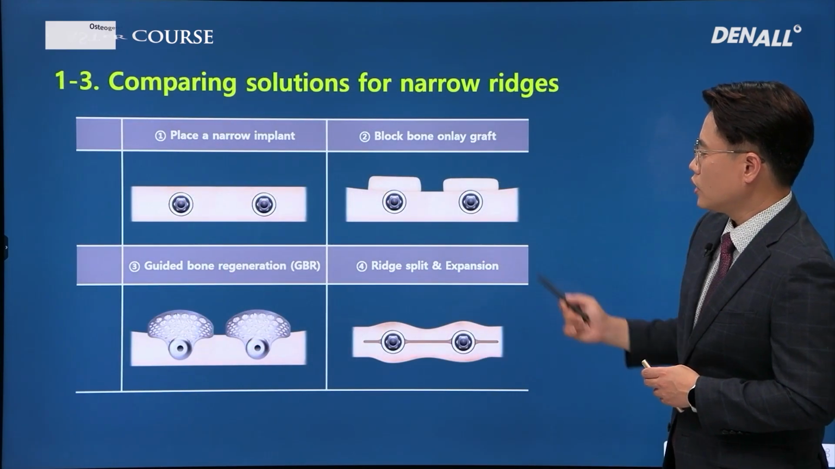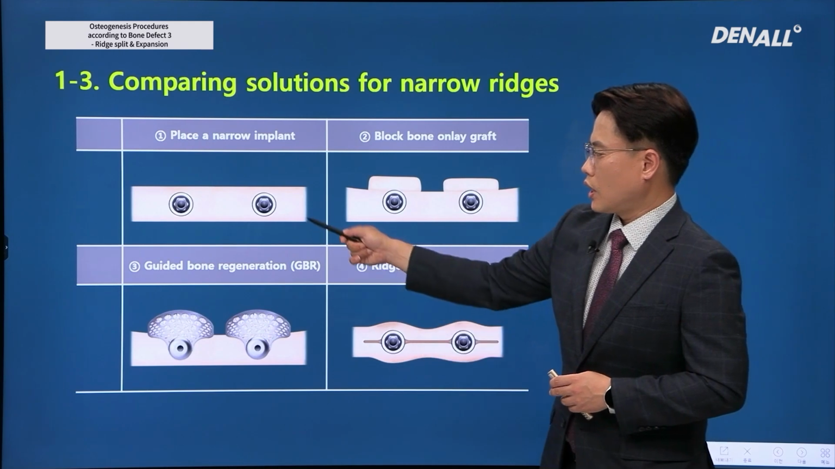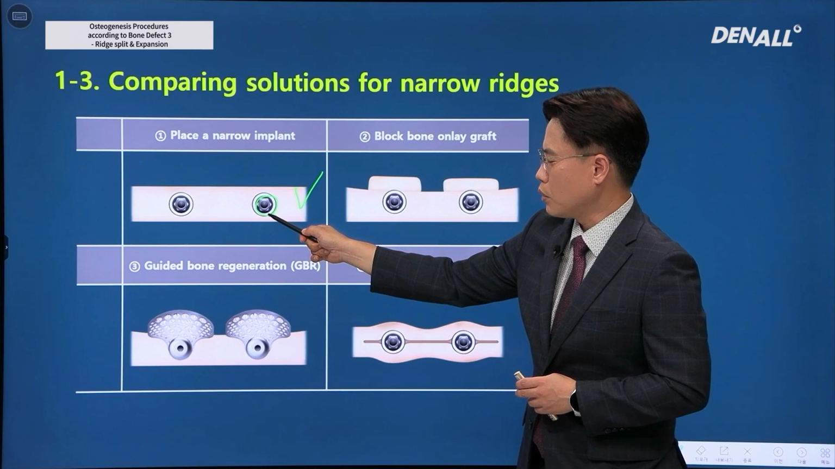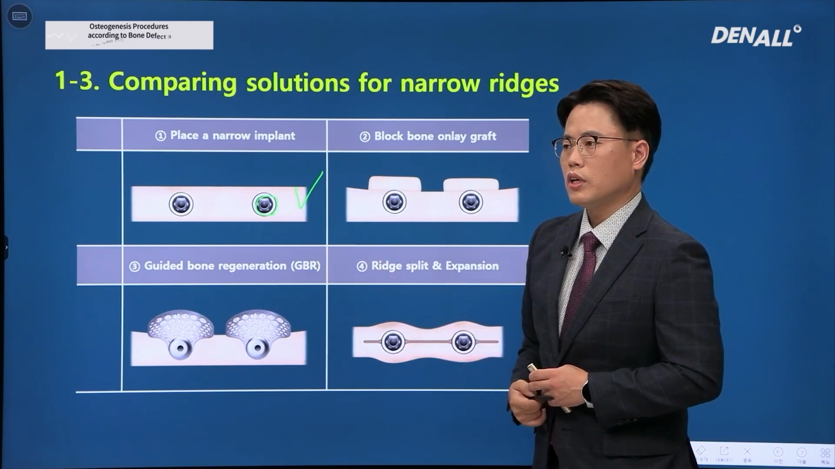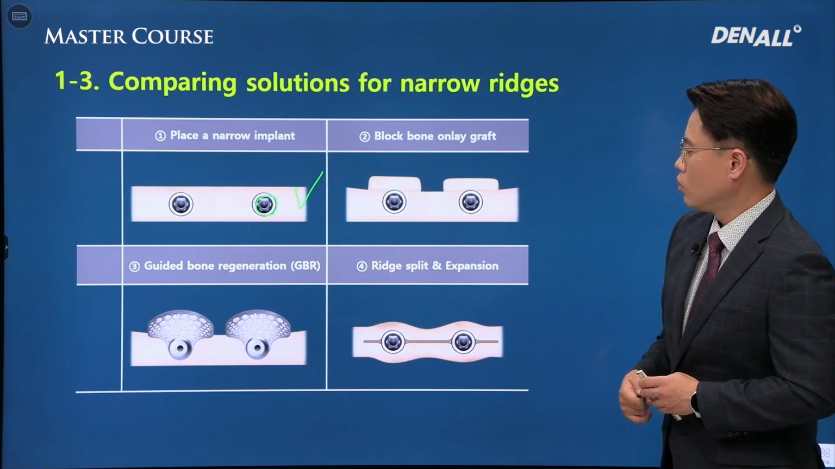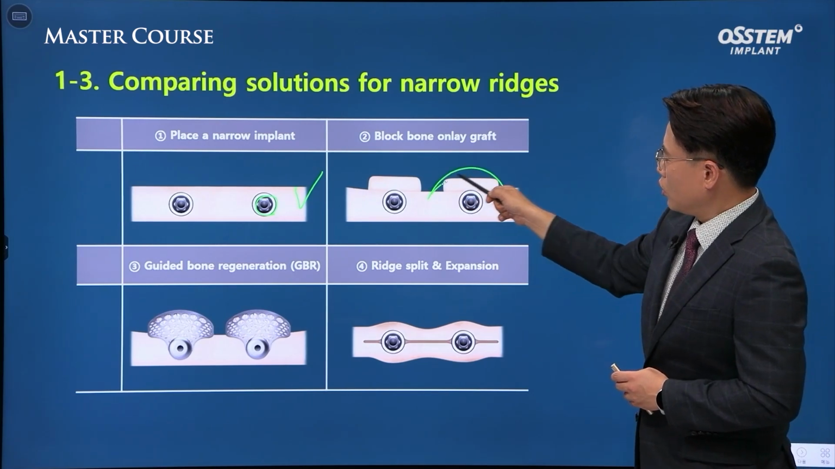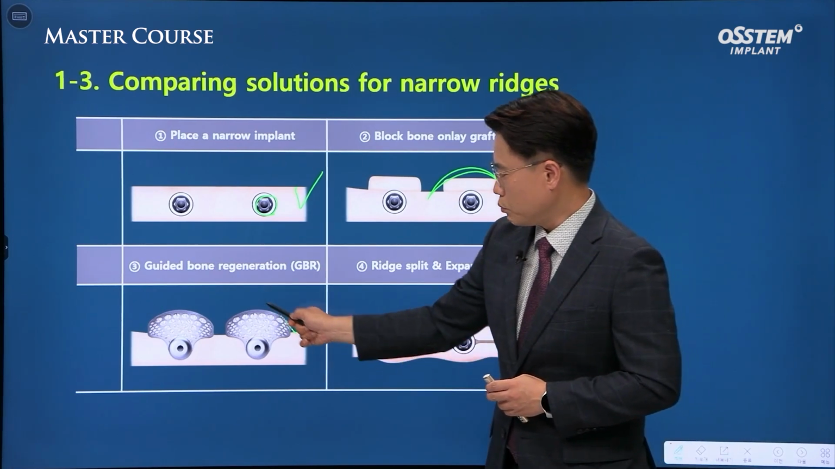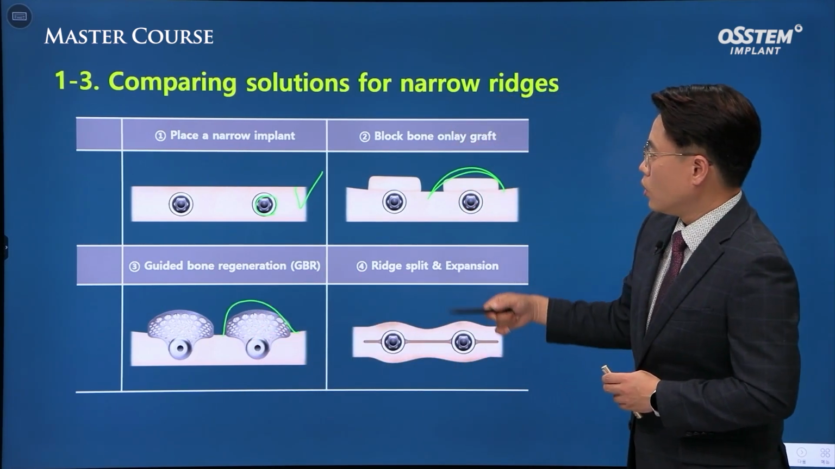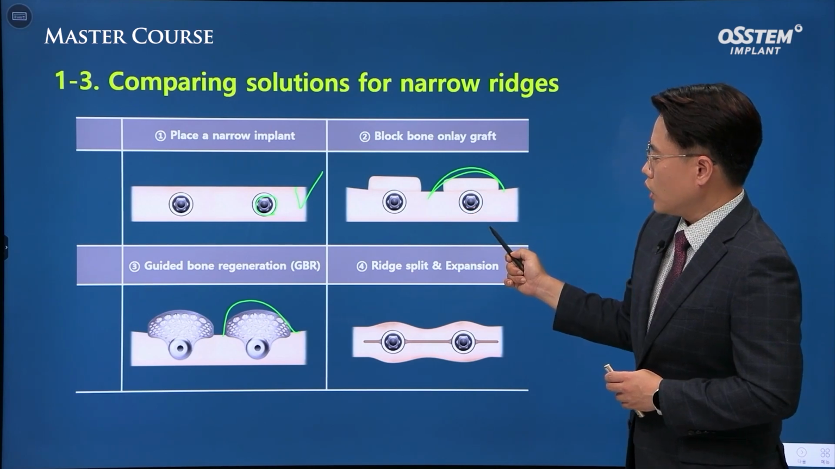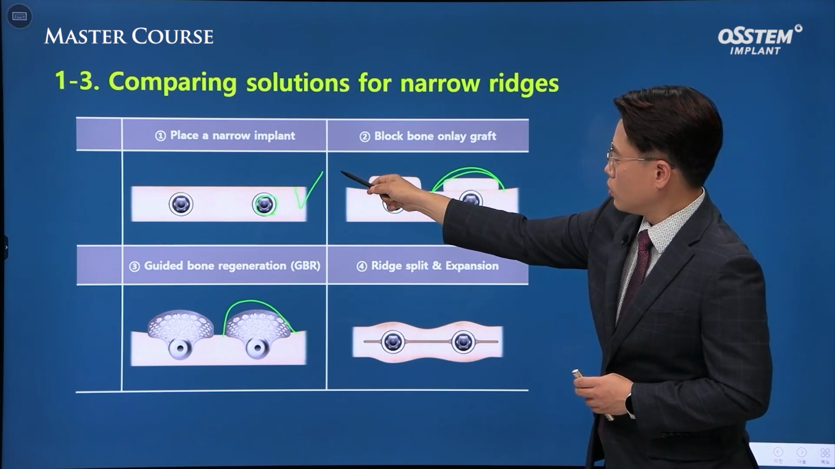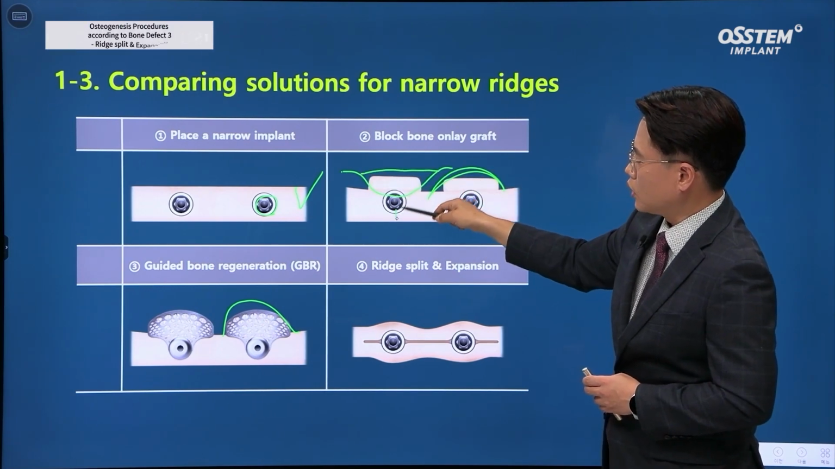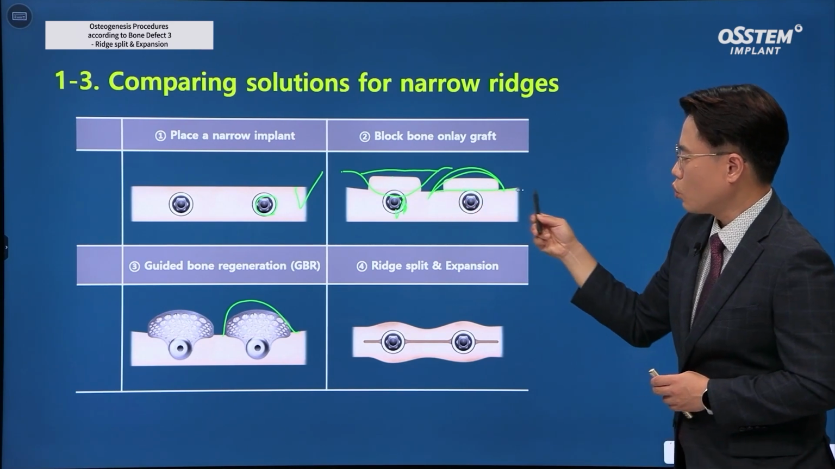To compare the four once again, the easiest way to place the implant is to use a narrow diameter implant, but this is not something that you can do all the time. In this case, you need a membrane here, and this would also require a membrane over here. In the case of narrow ridge, there are rarely cases where only this area is thin. It is evenly thin in most cases.